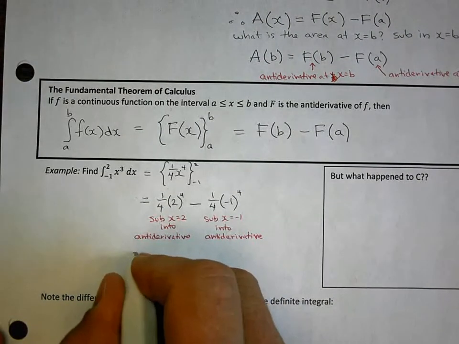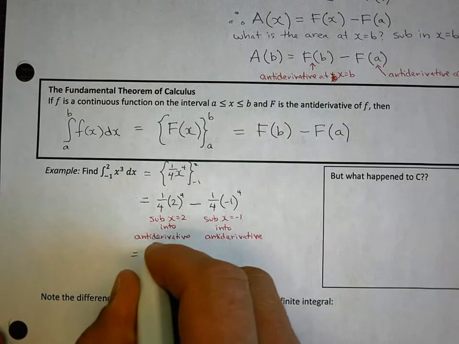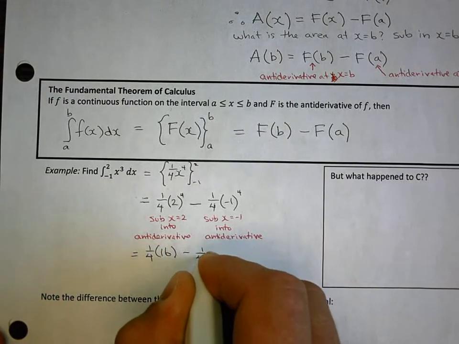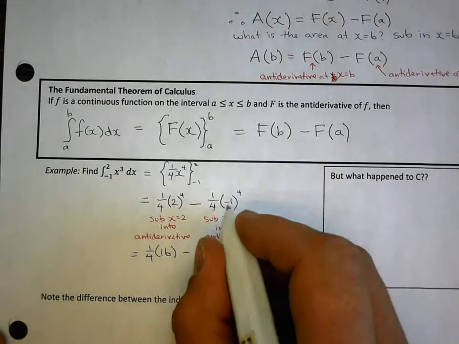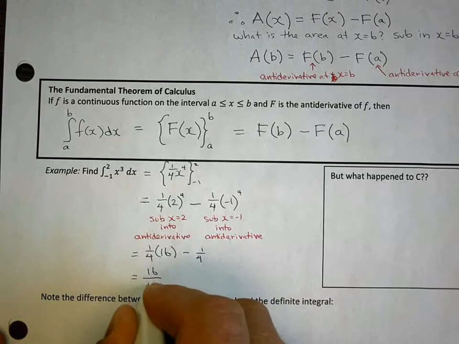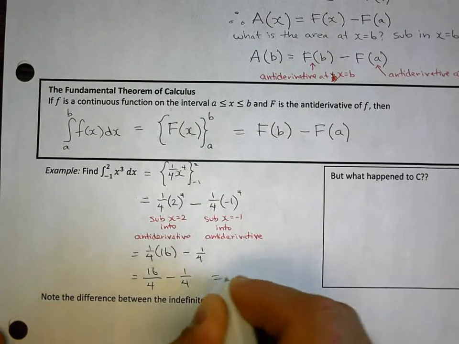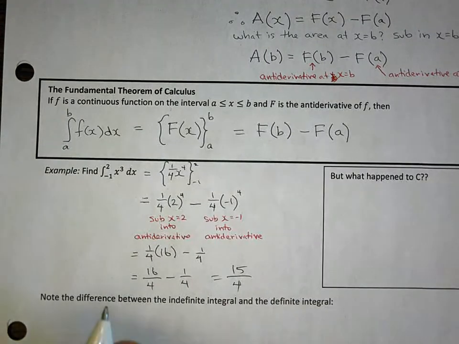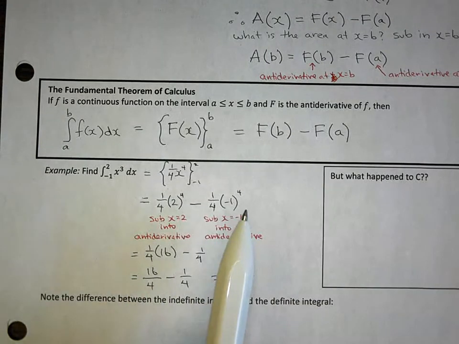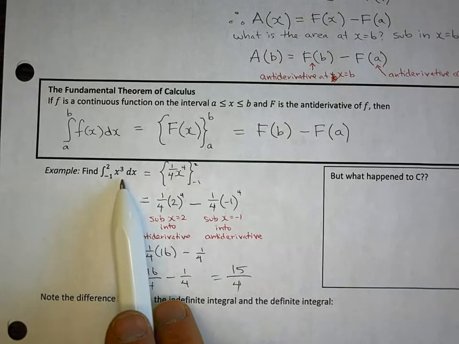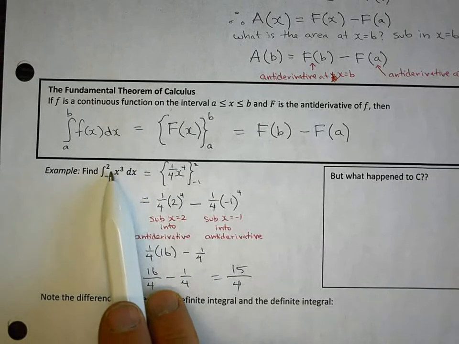Now it's just mathematics we have to do. We have a quarter times 2 to the power of 4, which is 16, minus a quarter, -1 to the power of 4 is even, so it's positive 1. So I end up with 16 over 4 minus a quarter, so I end up with 15 over 4. So there we have it. We have a quick way to find the area under this curve from -1 to 2. It's called integration, right? Or the antiderivative. You find the antiderivative of this, and then you sub in the bounds and subtract.